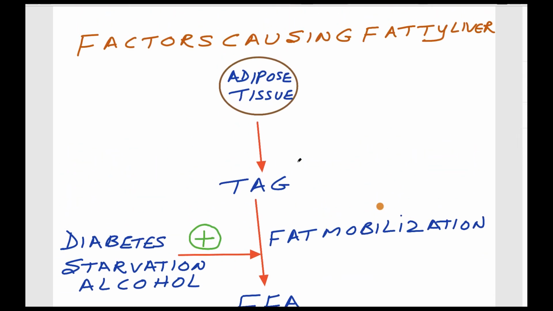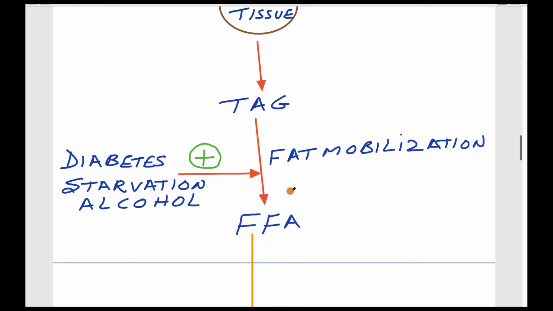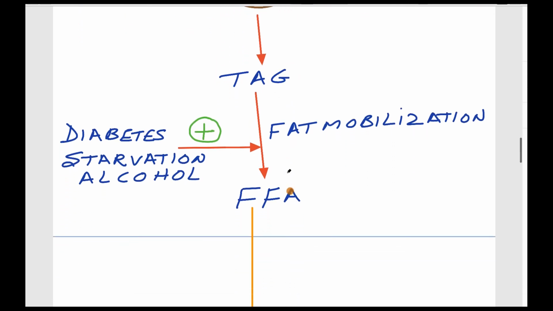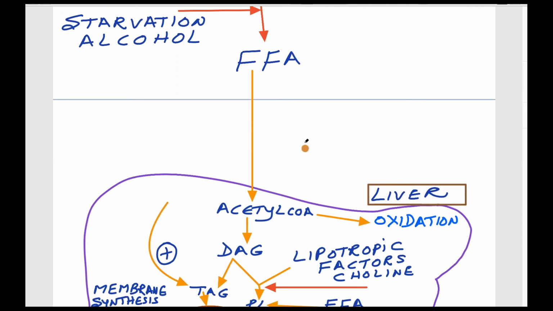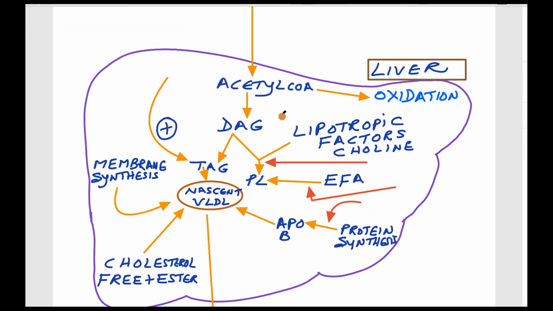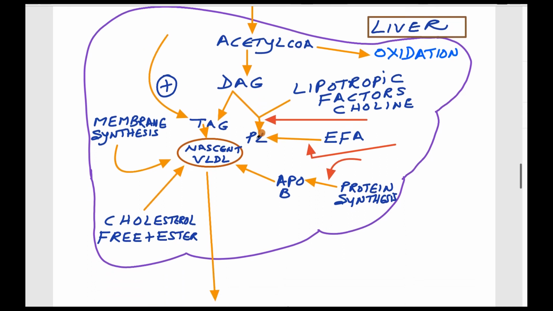Factors causing fatty liver. First, we'll talk about the physiological aspects. From adipose tissue, through the mobilization of fat, triacylglycerols are released and hydrolyzed in the peripheral tissues. Free fatty acids are released. The free fatty acids are oxidized and acetyl coenzyme A is released. Acetyl coenzyme A will have many fates in the liver. One is oxidation, the other is fatty acid synthesis. From there diacylglycerol can be synthesized, and diacylglycerol to triacylglycerol.